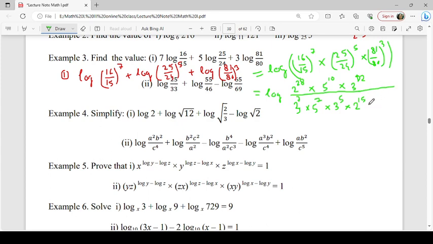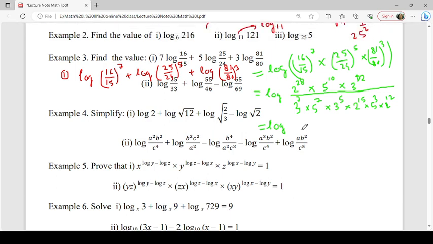80 is 5 into 16, so 5 into 2 to the power 4, so 5 to the power 3, and 5 into 16, 16 is 2 to the power 4, so 2 to the power 12. Then this is equal to log of, so 3 to the power, numerator 3 to the power 12, and denominator it is 7 plus 5, 7 plus 5 is 12. So 3 will go. Then 2 to the power 18.